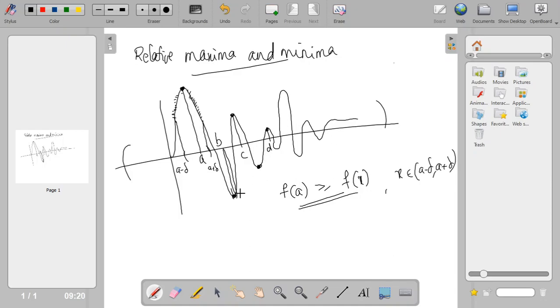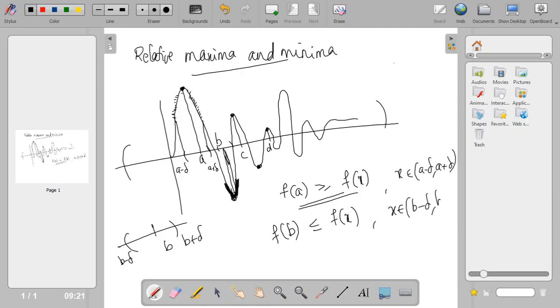And similarly you have a lower peak at B. If you take an interval containing B, B minus delta to B plus delta, you can see that f of B is the least value. The other values around it will all be greater than f of B. So f of B will be less than or equal to f of x for all x belonging to B minus delta to B plus delta. So that's the idea of relative maximum and relative minimum.